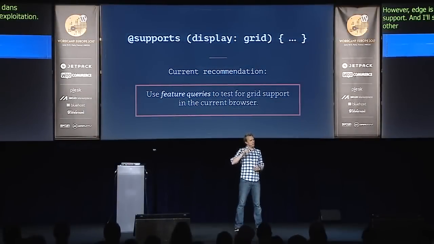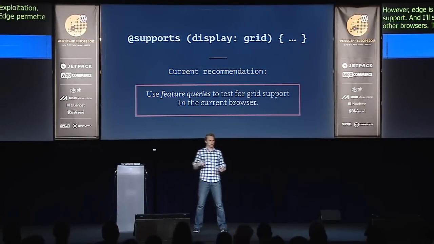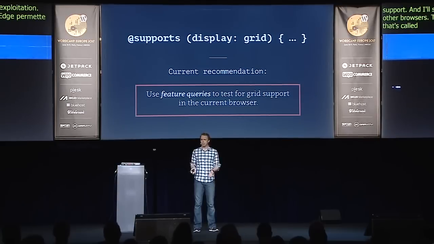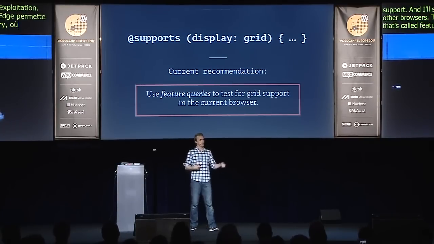There's this other thing that has nothing to do with CSS grid that's called a feature query, that we can use now to ask a browser, do you support this CSS property? And we can use that to test whether or not the browser supports grid. The canonical best practice is to ask @supports (display: grid). It works exactly like a media query. So if it says yes, then we run the code inside.